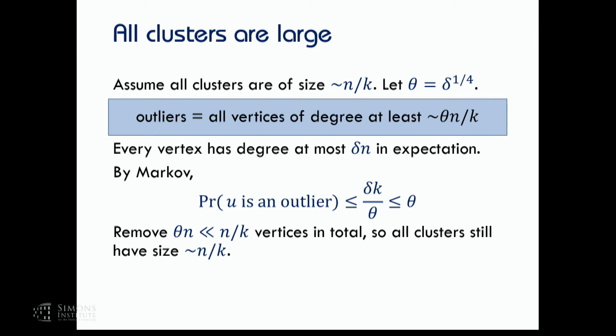But in general, this is not given. Some clusters can be small, and then this analysis doesn't go through. In particular, it's not sufficient to remove vertices of degree at least theta n over k, because a cluster can be much smaller than n over k. And also, when we remove outliers, it may happen that we will remove most vertices from the cluster. And then again, this argument will not go through.